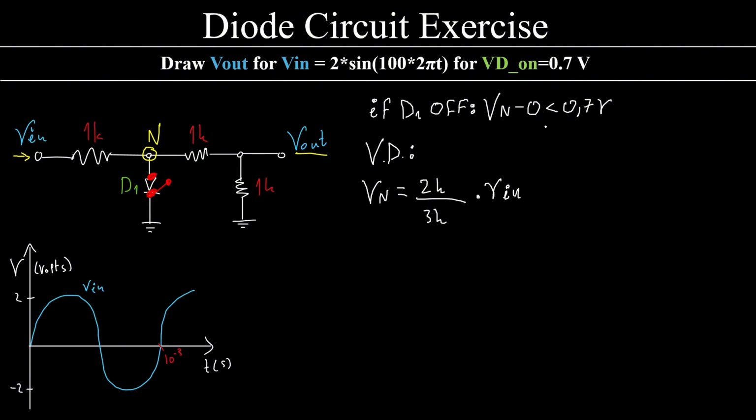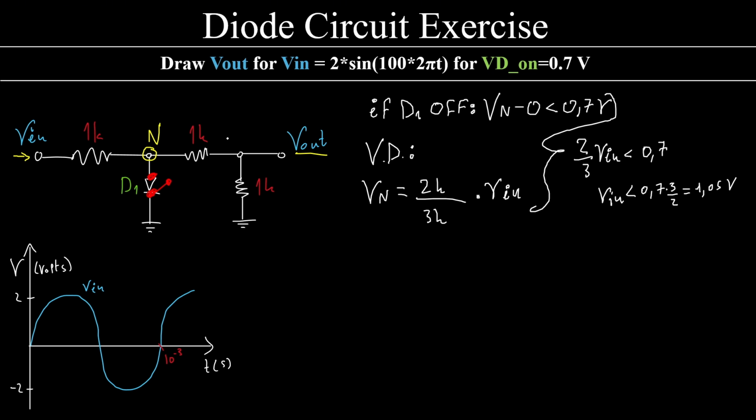Now, very easily, I can deduce a condition for the input that tells me that when the input is this, the diode is off. 2 over 3 V in is going to have to be less than 0.7. That means that when V in is less than 0.7 times 3 over 2, which is 1.05 volts, when the input voltage is less than this voltage, the diode is off.